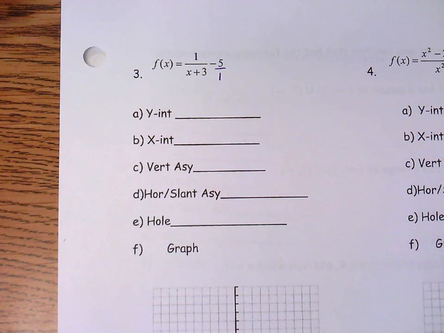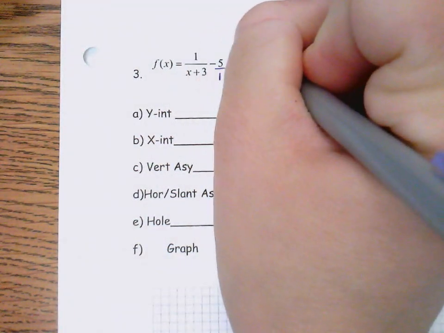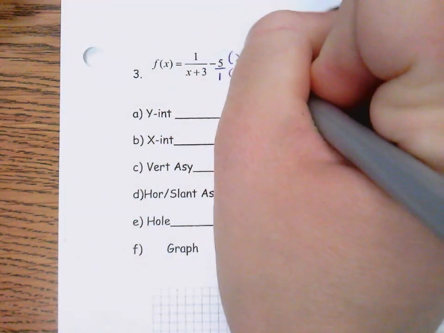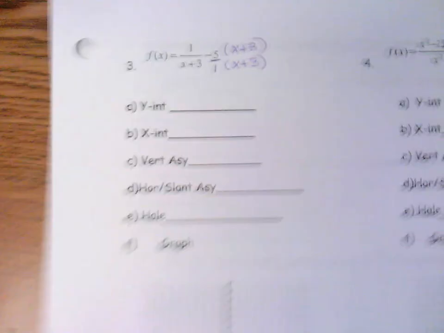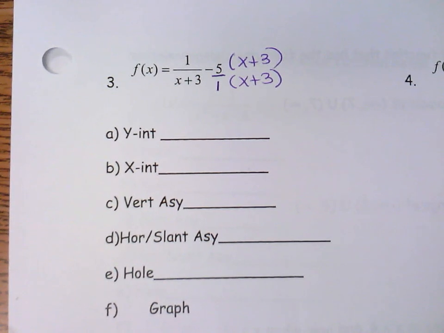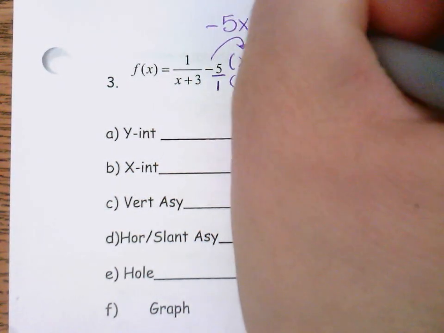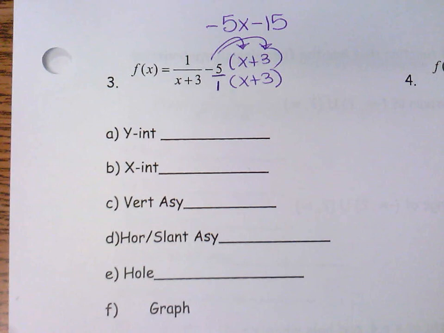So in this one, what would my common denominator be? It's actually going to be x plus 3. So you're going to multiply this fraction by x plus 3 over x plus 3. This is just a good algebra skill, not a focus. I'm not going to give you a really hard one like that, but this gives me what? Negative 5x minus 15 when I distribute that negative 5.